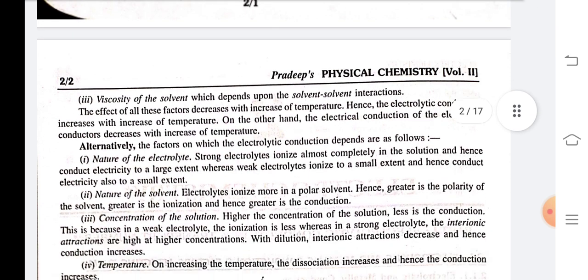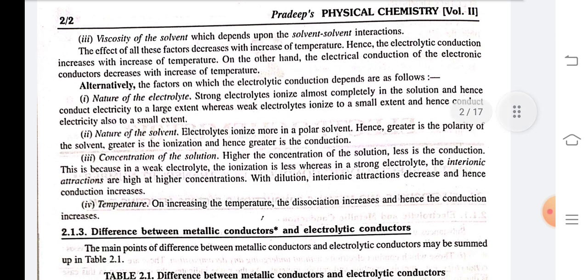Number 3, viscosity of solvents depends upon the solvent-solvent interactions. The effect of all these factors decreases with increase of temperature. Hence, the electrolytic conduction increases with increase of temperature. On the other hand, the electrical conduction of the electronic conductors decreases with increase of temperature. Alternatively, the factors on which the electrolytic conduction depends are as follows.